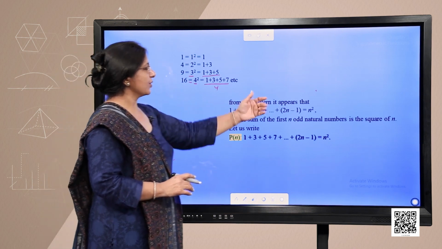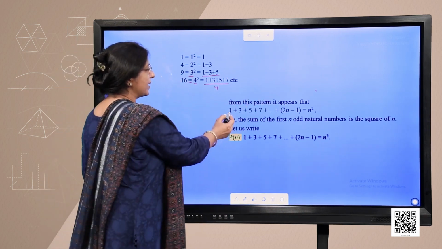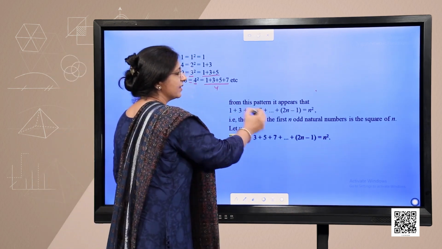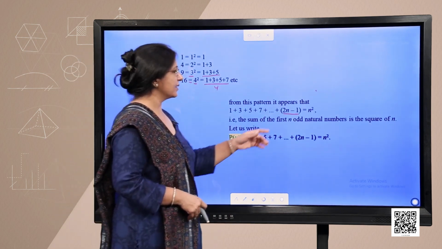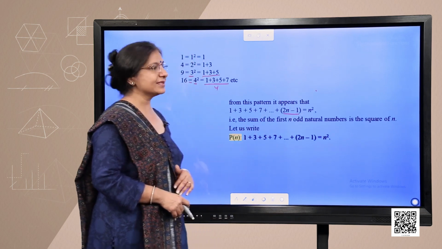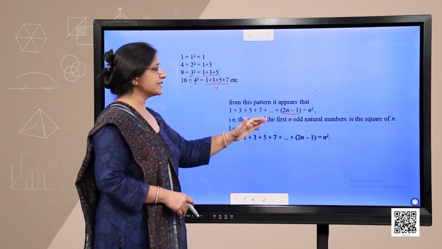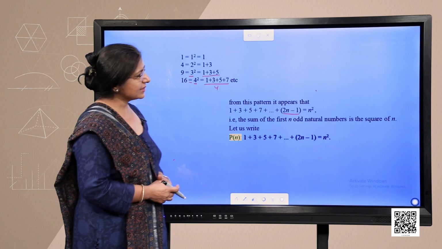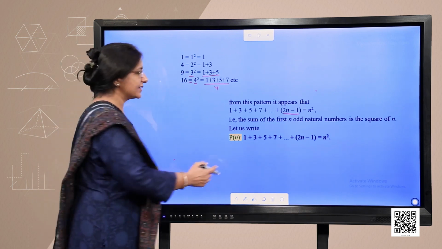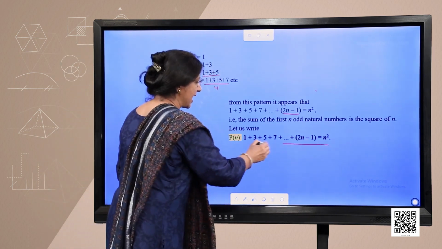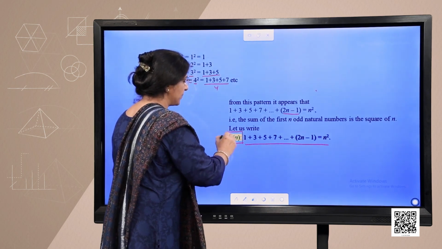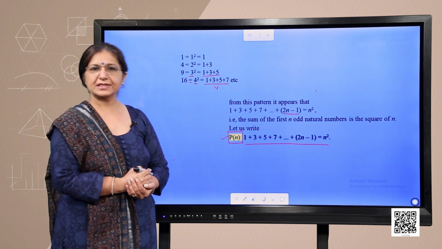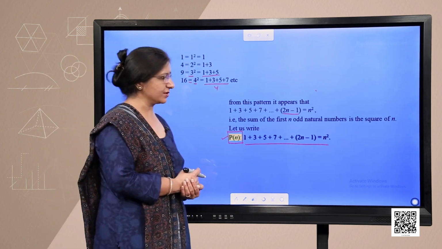From this pattern, you notice that 1 plus 3 plus 5 plus 7 up to 2n minus 1 represents the sum of odd natural numbers, and this is equal to n square. So, the sum of the first n odd natural numbers is the square of n. Let us write this statement as Pn. This is the first step of using the principle of mathematical induction.